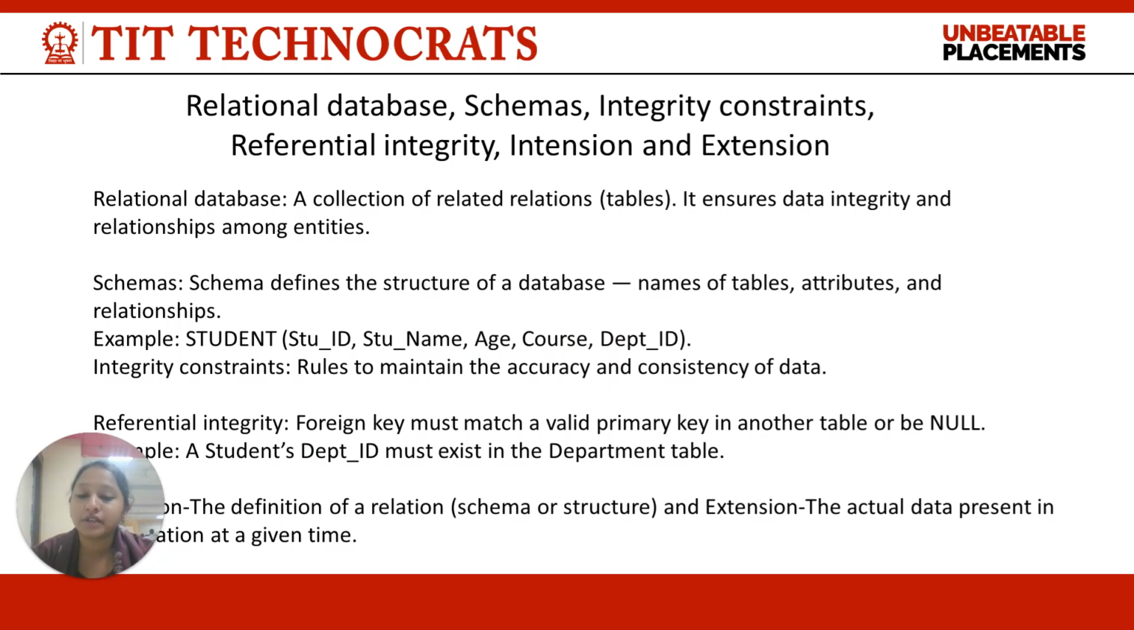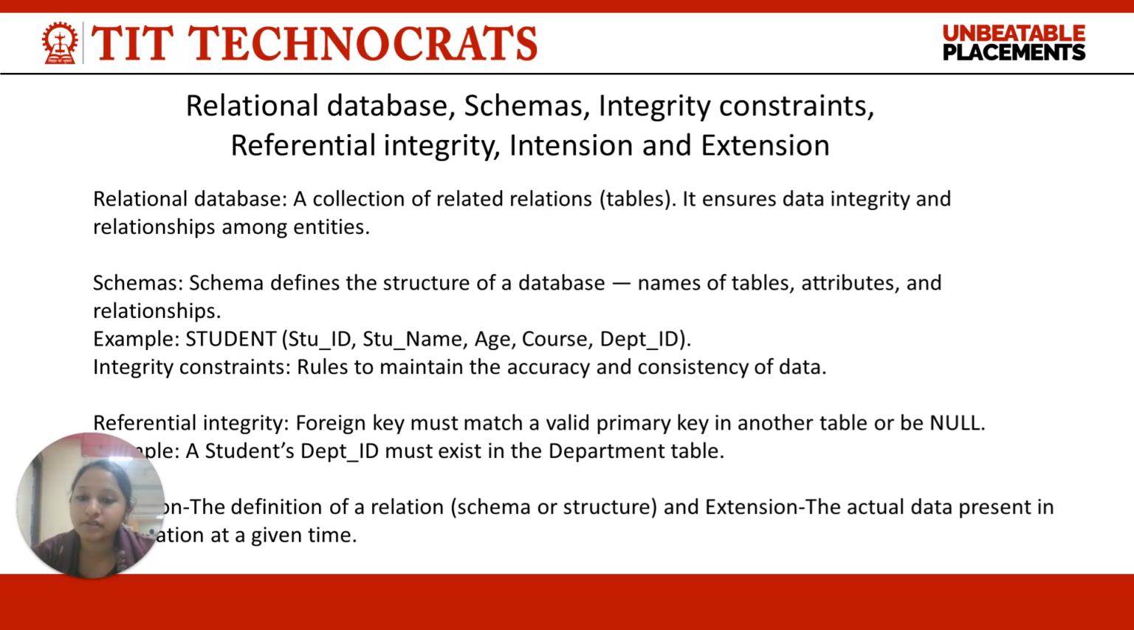Next, we have schemas, and a schema defines the structure of the database. It tells us what tables exist, what attributes they have, and how they are related. In other words, it is like a blueprint of the database. For example, we can define a schema for a student table.